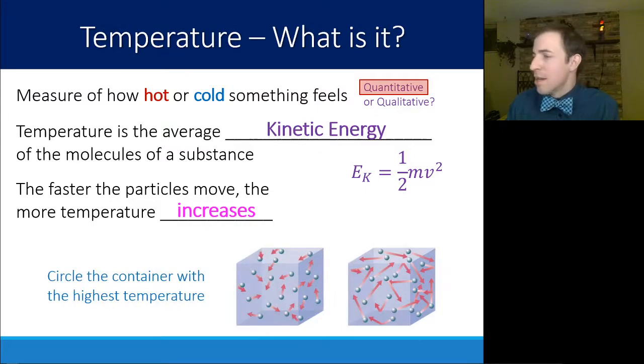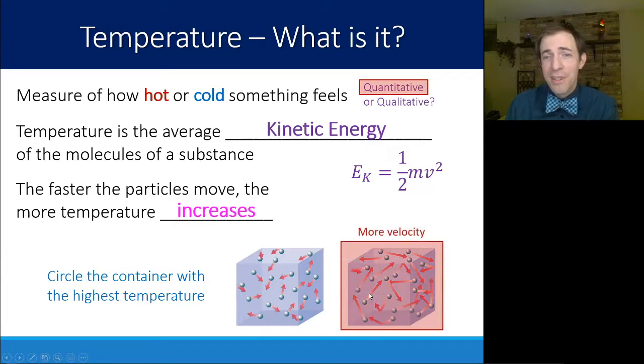So if we look at two different samples of an object, one where the particles are moving slower and one where the particles are moving faster, shown here by vectors, we know that the hotter object, the one with the higher temperature, is the one with molecules moving faster, assuming that all the molecules in these two pictures are roughly the same mass.